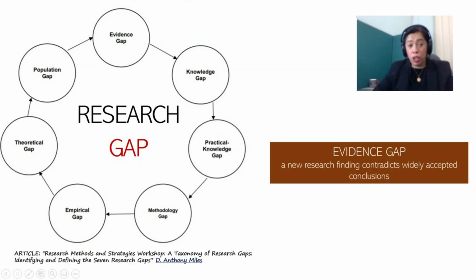Now let's move on to the approaches of identifying research gaps in the articles of Marx. He identified the 7 gaps to consider, such as the population gap, evidence gap, methodological gap, theoretical gap, practical knowledge gap, and knowledge gap. I will share the approach on how we technically identify those gaps. Let's start with the evidence gap. So this gap means that new research findings contradict a widely accepted conclusion.